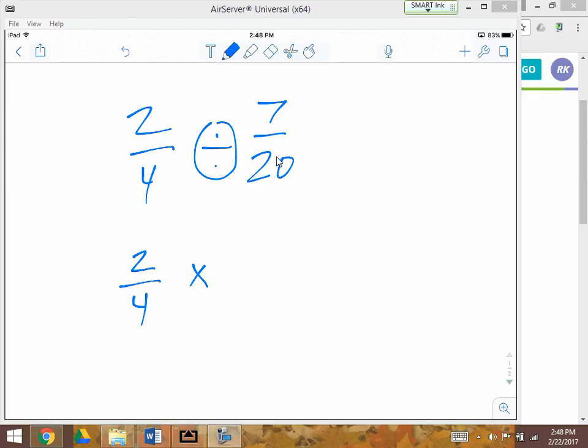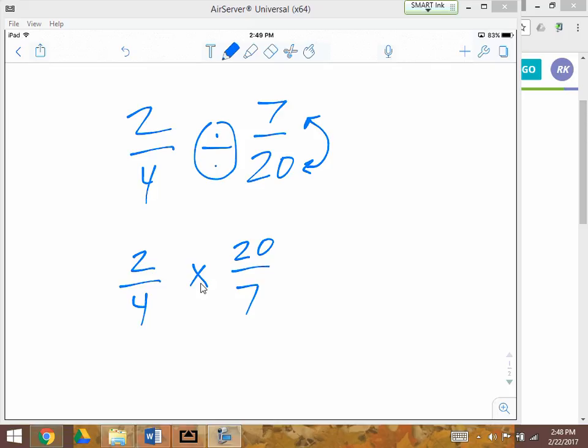Then 7/20. Okay, we have to do the reciprocal. So when you're doing the reciprocal, you basically just flip the fraction over. So I'm going to change it to 20/7. So again, like I said, we don't divide by fractions, we multiply by its reciprocal. So we flip this fraction over, 20/7. All right, now it's just a multiplication problem.